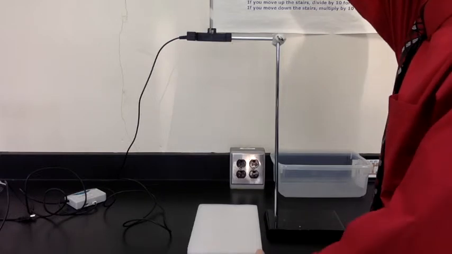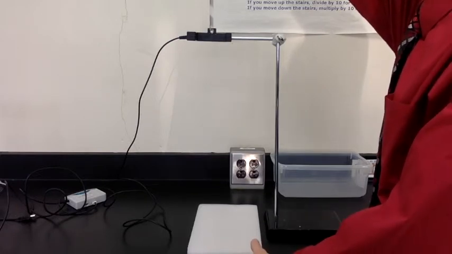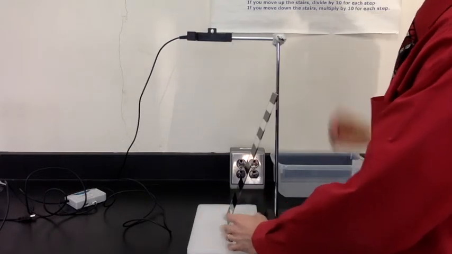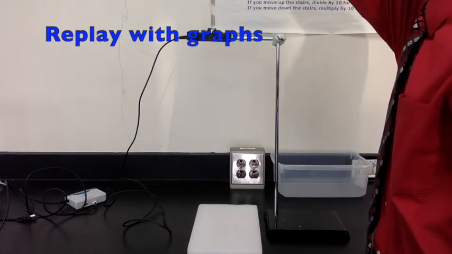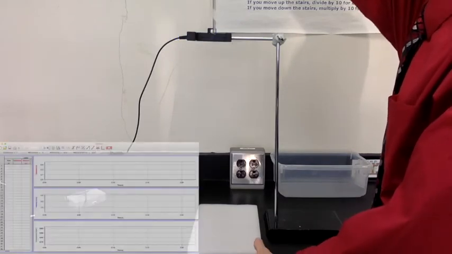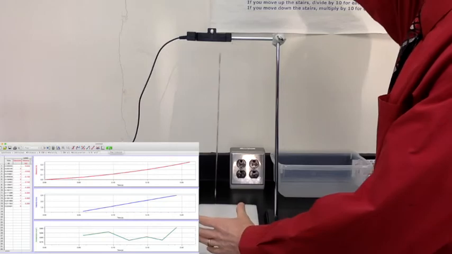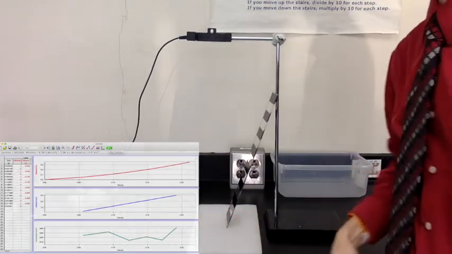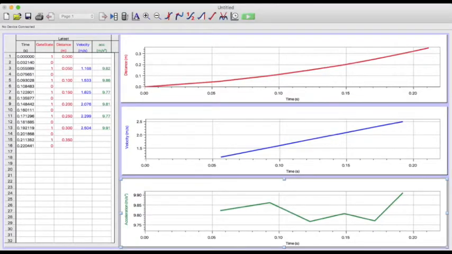Here is the object being dropped. Let's see that again, but this time with the photo gate timer collecting data. What wonderful graphs! Let's take a look at the data, beginning with the chart.